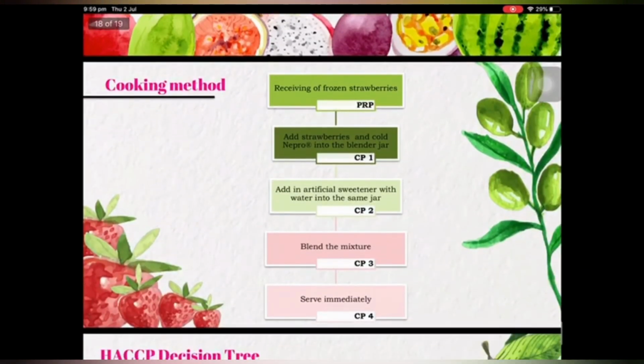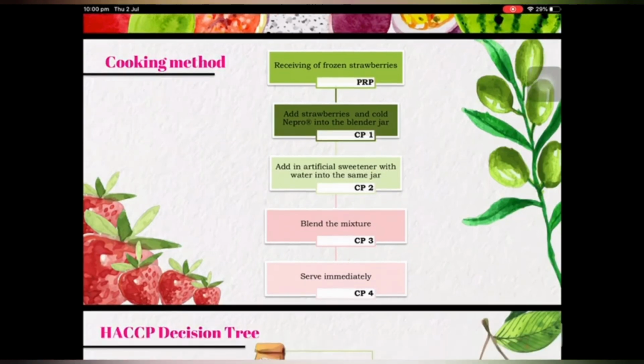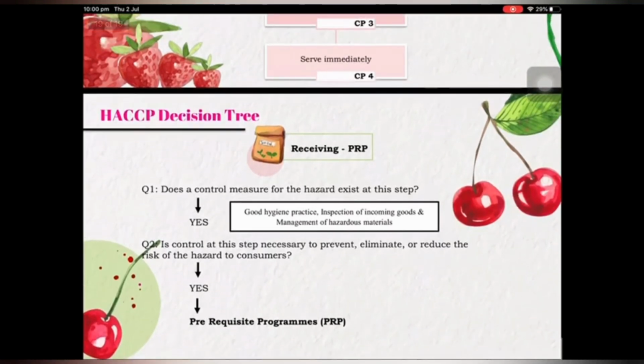The last menu for this dinner set is the strawberry smoothie. This is the cooking method flow for making strawberry smoothies, where the receiving of the frozen strawberries is considered a prerequisite program, and other steps are considered control points. The same HACCP decision tree is made for the receiving process, which is considered a prerequisite program. This step consists of control measures, which are good hygiene practices, inspection of incoming goods, and also management of hazardous materials.